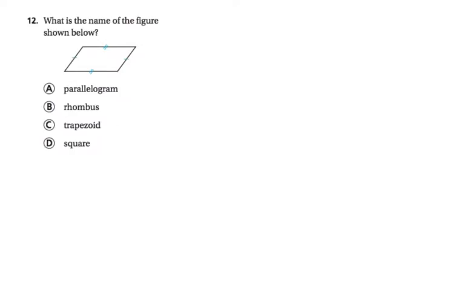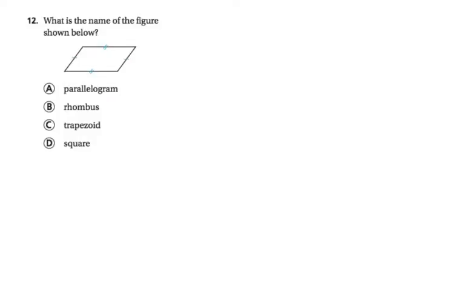Okay, let's get into this problem. What is the name of the figure shown below? Well, looking at this image, they have some little blue lines on here. So I see right here, those are the same length, and then these two are the same length. Okay? So I'm erasing that. So the opposite sides are the same length, 4-sided shape.